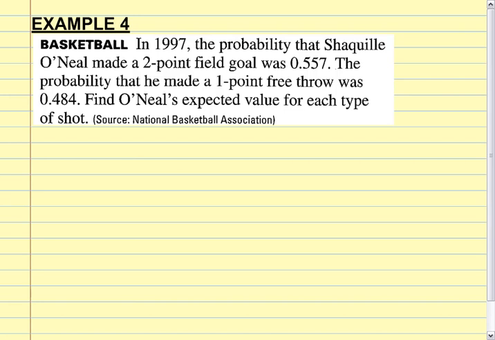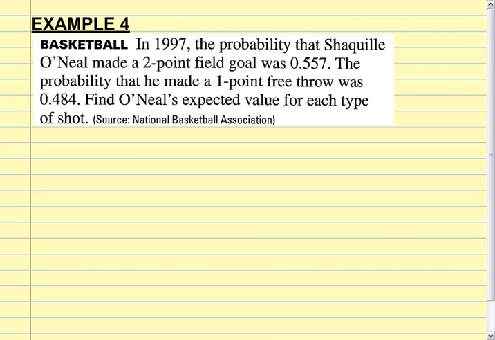Okay, folks, example number 4 says, in 1997, the probability that Shaquille O'Neal made a 2-point field goal was 0.557. Now, earlier today, people were like, what? Field goals? There's field goals in football. Okay. In basketball, they have 3-point field goals and 2-point field goals and 1-point free throws.